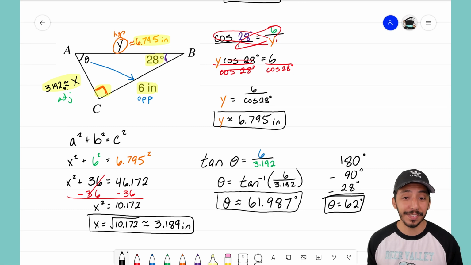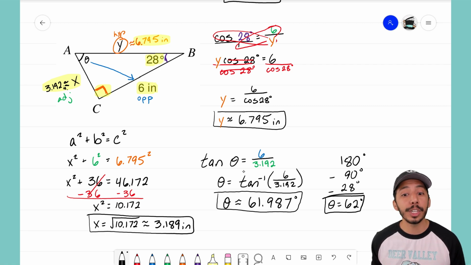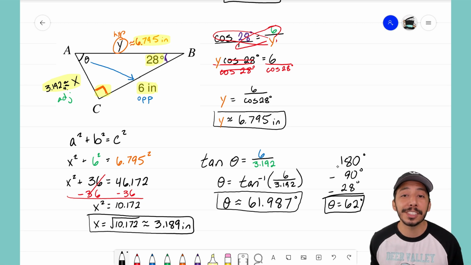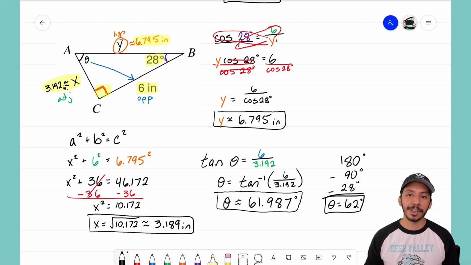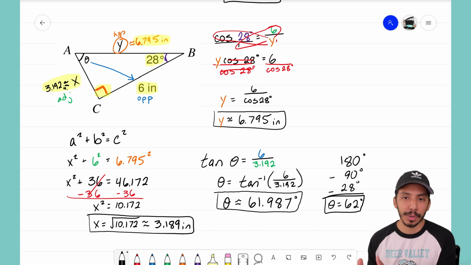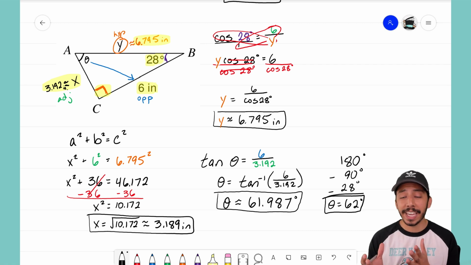We set up a trig function to solve for a side. We used Pythagorean's theorem to solve for the other missing side. We used inverse trig to find a missing angle, but really we could have just subtracted all of the angles we knew from 180 using our triangle angle sum theorem to also find that same angle. But this is the power of those tools. When we're given a right triangle, we have a lot of ways and methods to solve for missing sides and missing angles. It's just up to you to determine which tool is best.